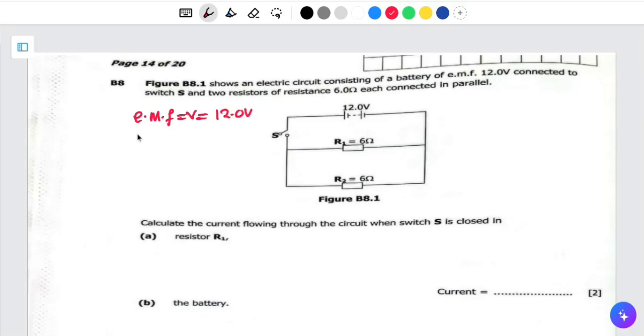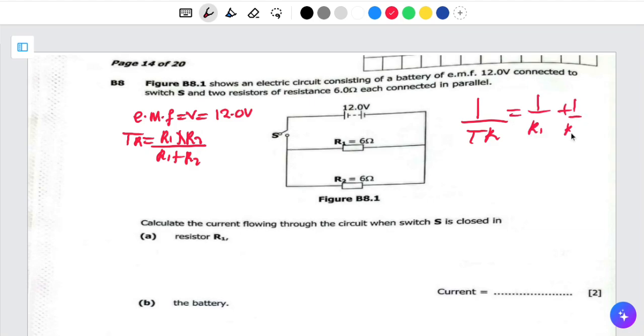We also have the total resistance. We don't have it, but we have these resistors, so we can calculate it. Since we have two resistors connected in parallel, we can say resistor 1 multiplied by resistor 2 divided by resistor 1 plus resistor 2. This formula is only applicable to two resistors in parallel. If you have many resistors, you need to use 1 over total resistance equals 1 over R1 plus 1 over R2 plus 1 over R3, and so on. That is the formula when there are more than 2.